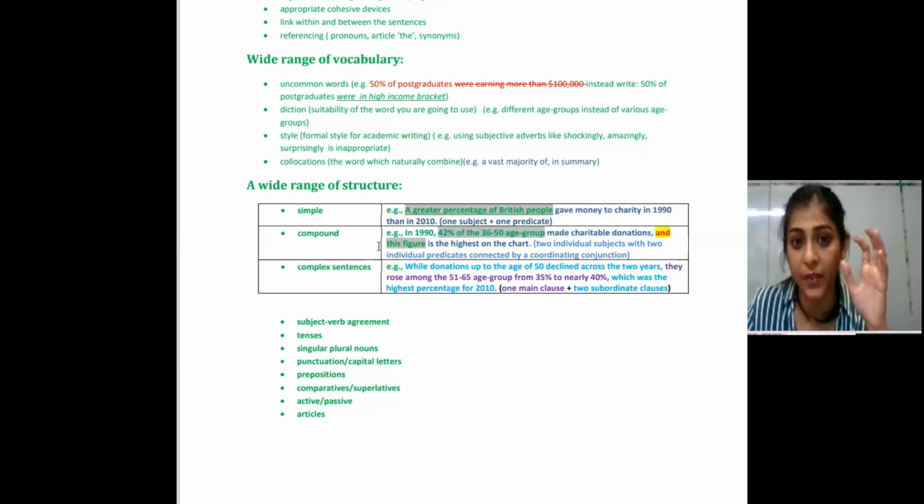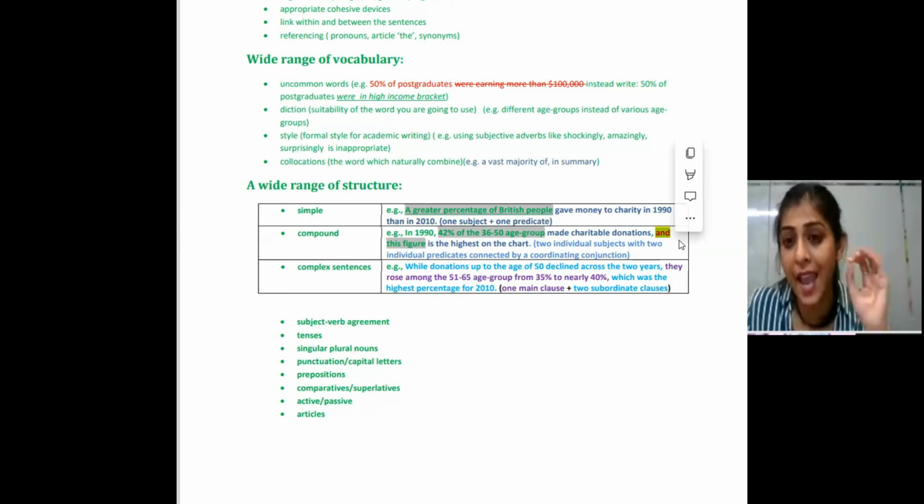Then another part, it starts from here. Don't look at and right now, read the sentence here up to chart. This figure is the highest on the chart. Now, where is the predicate? Predicate is from is, the highest on the chart, right? And the subject is this figure. Now, these individual sentences are connected with the coordinating conjunction and. Alright? So this is the compound sentence. Clear?